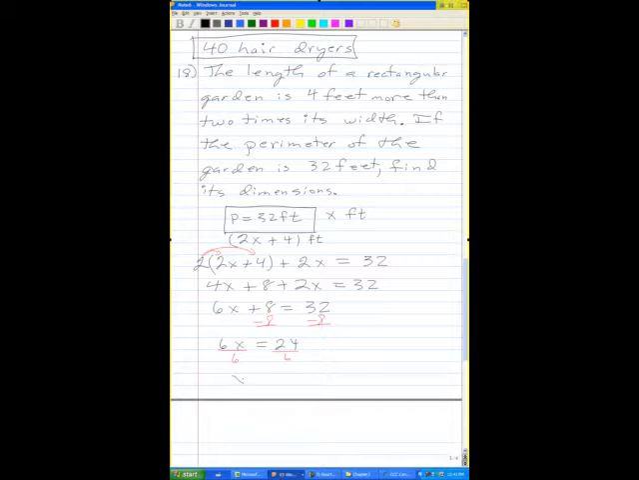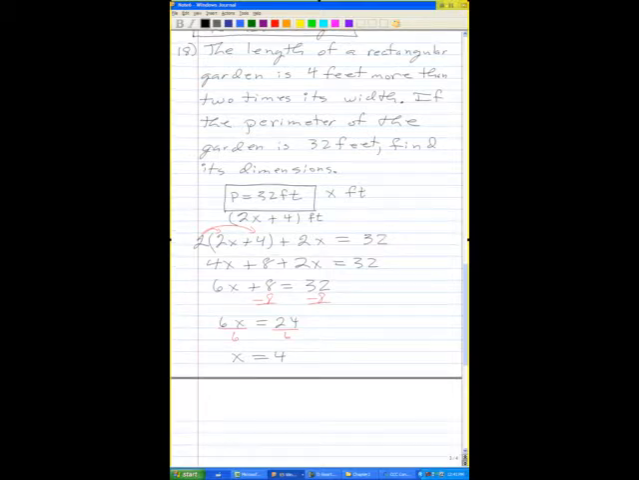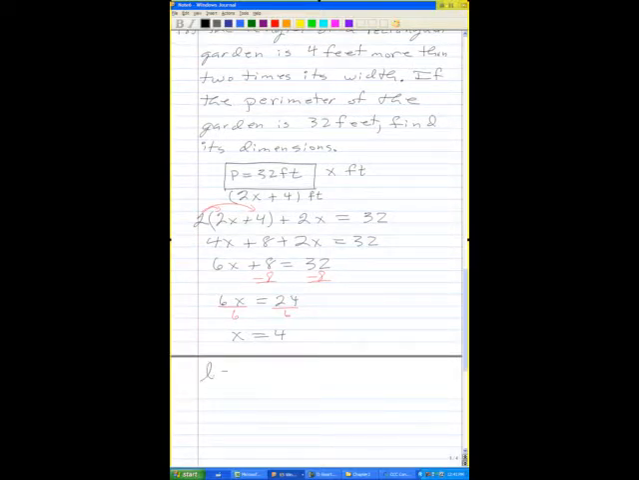Okay. And so 24 divided by 6 is 4. And so the dimensions are, well, let's see. The length is 2x plus 4. So 2 times 4 plus 4, 8 plus 4, is equal to 12. And the width is 4 because it's equal to x.